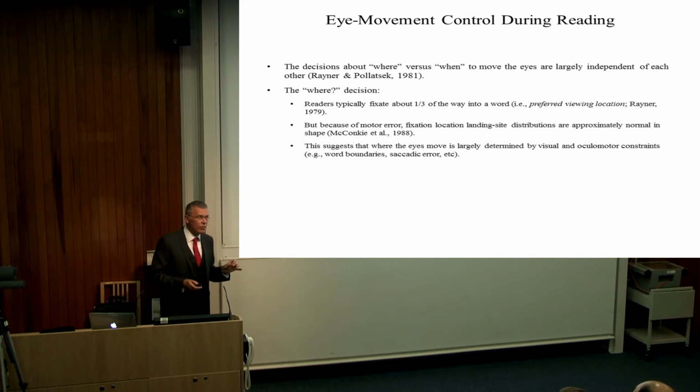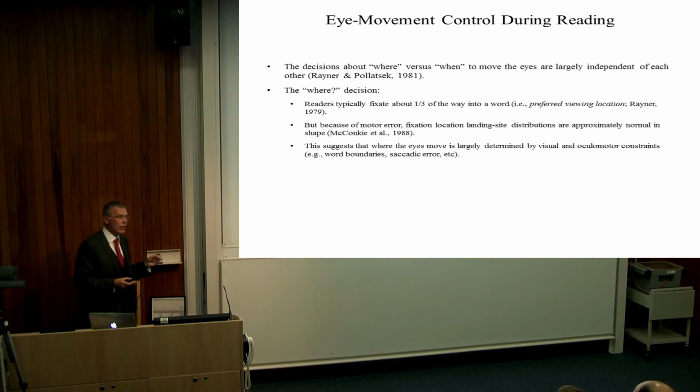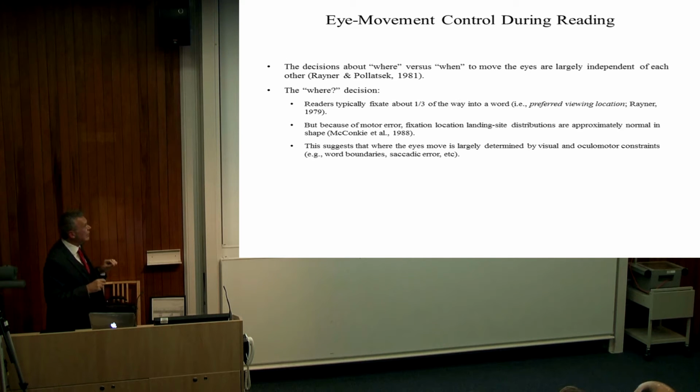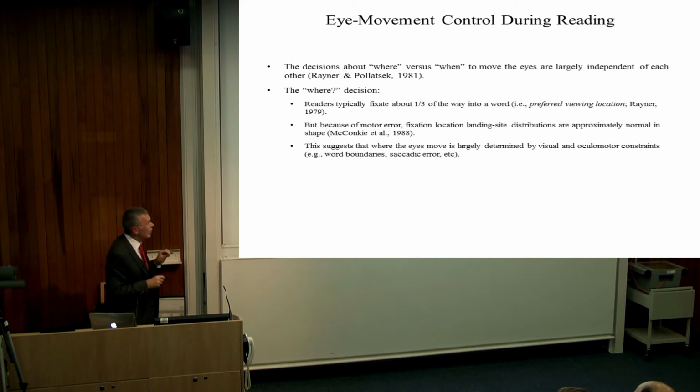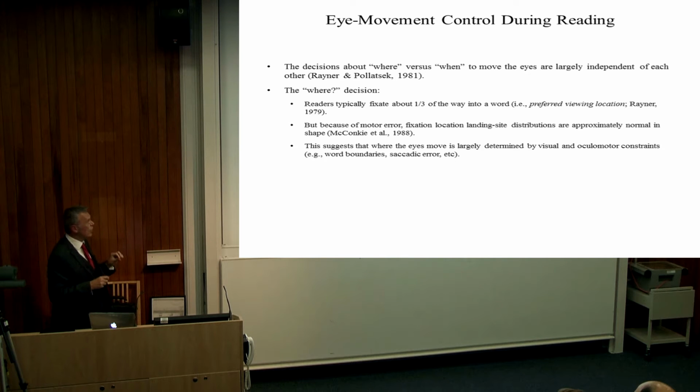However, because of motor error that's intrinsic to the oculomotor system, if you look at a distribution of fixation landing sites, those distributions tend to be normal in shape, so they look like bell curves. And in addition to that, we know that the targeting of the saccades, or the decision about where the eyes move, is largely determined by visual and oculomotor constraints. So properties intrinsic to the oculomotor system and visual acuity.